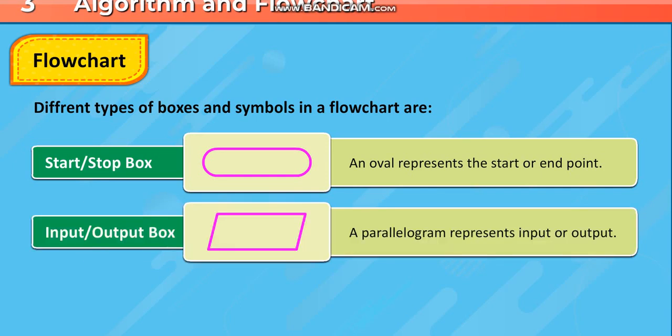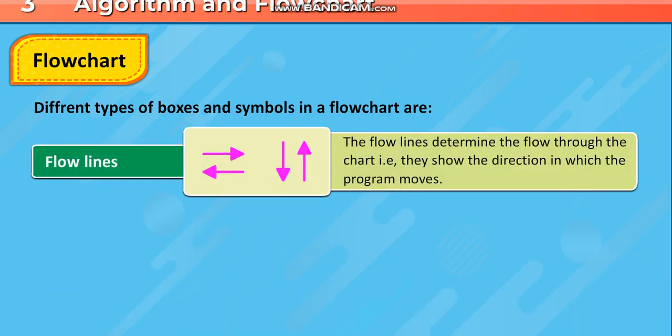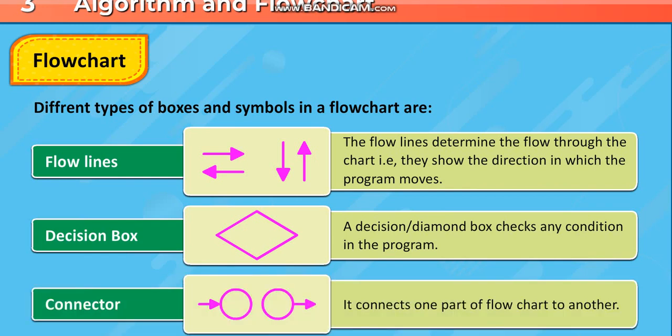Input-output box. A parallelogram represents input or output. Process box. A rectangle represents a process. Flow lines. The flow lines determine the flow through the chart. That is, they show the direction in which the program moves. Decision box. A decision or diamond box checks any condition in the program. Connector. It connects one part of the flowchart to another.